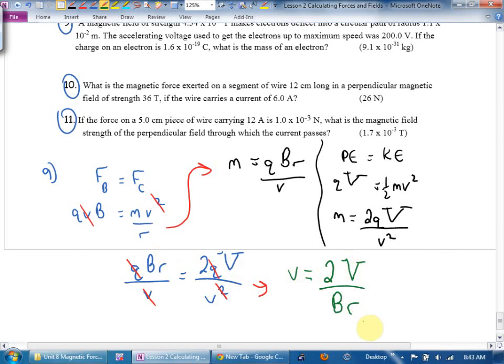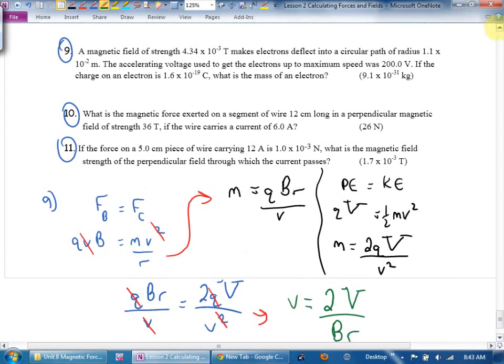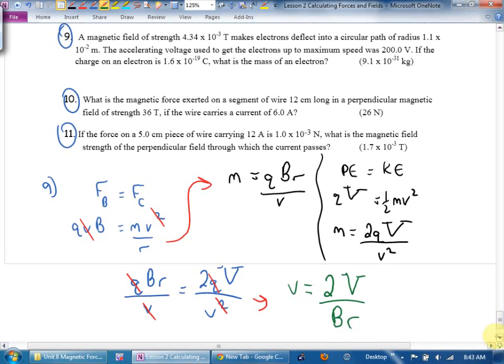Do I know the voltage? Yep, 200. Do I know the magnetic field? Oops, I've scrolled down. I still have to. 4.34 times 10 to the negative 3. Do I know the radius? 1.1 times 10 to the negative 2. And once I had the velocity, I could plug it in there and then solve for the mass.